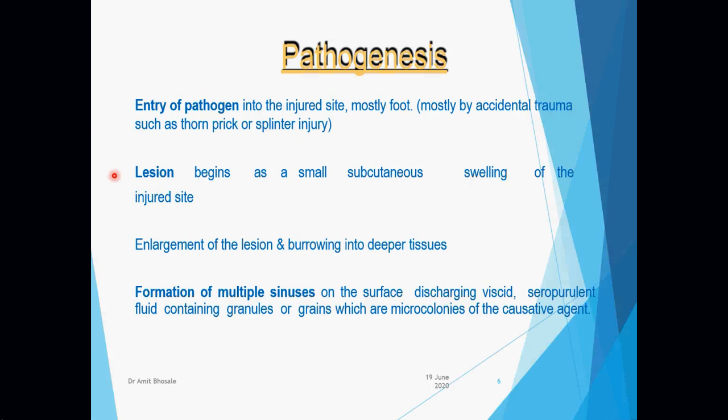There is enlargement of the lesion and burrowing of the causative agent into the deeper tissues by the production of various enzymes by the causative agent. After that, the lesion gets enlarged and bursts, giving rise to multiple sinuses on the surface, which discharge viscid seropurulent fluid containing granules or grains, which are microcolonies of the causative agents. So the grains or granules coming out of the sinus are the microcolonies, or the actual organisms.